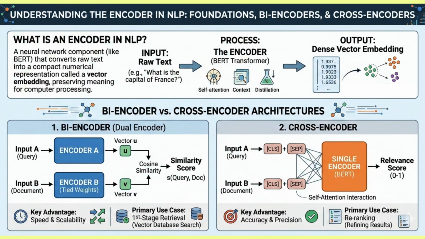So basically, retrieval uses the fast and scalable bi-encoders to quickly scan millions of documents and retrieve the top 100 to 1,000 most promising candidates. So basically, we have high recall.